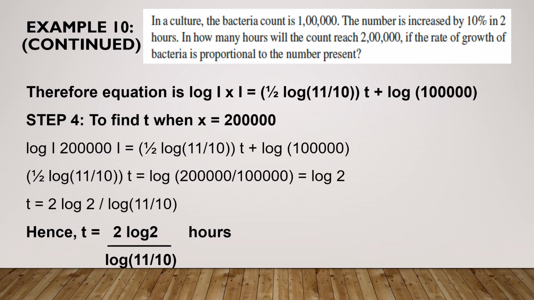Now what we need to find is the value of t when x is 2 lakh. So in our given equation, just put the value of x as 2 lakh. So the only unknown is t. Simplify the equation. I have shown the simplification over here. T is 2 log 2 upon log of 11 by 10. So we have found the value of t, which is 2 log 2 upon log of 11 by 10 hours.